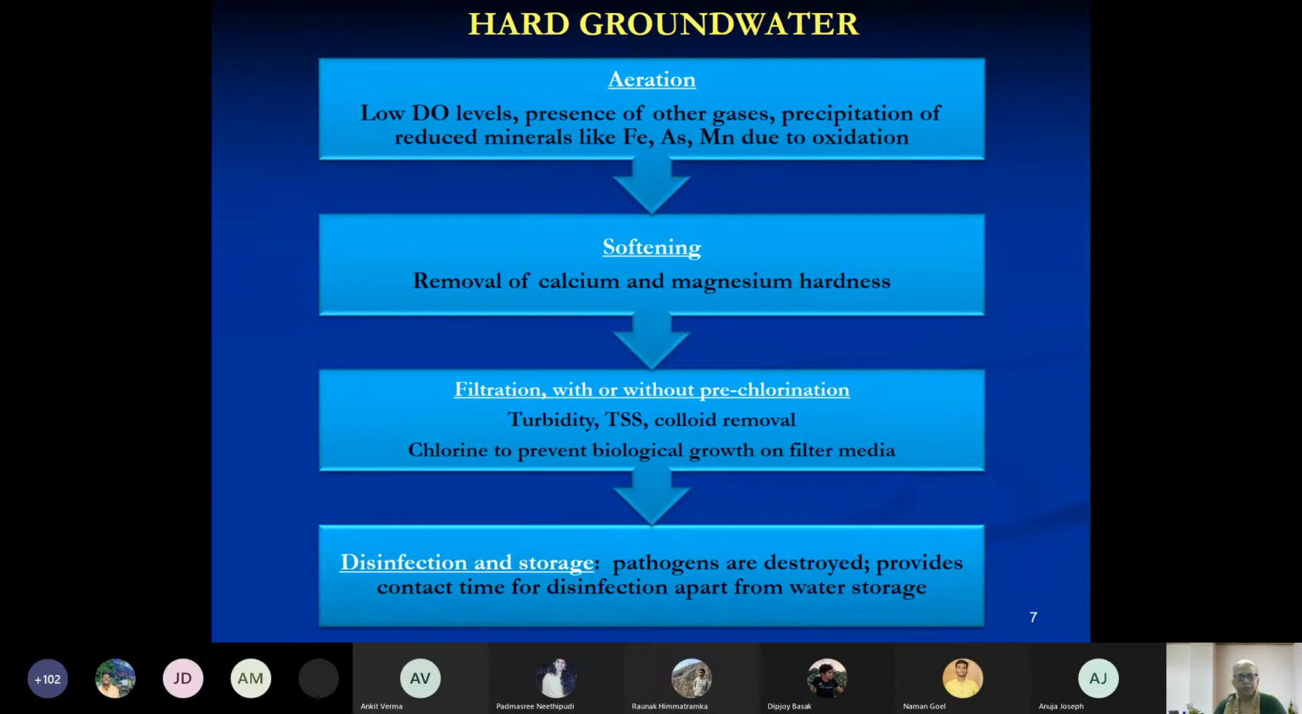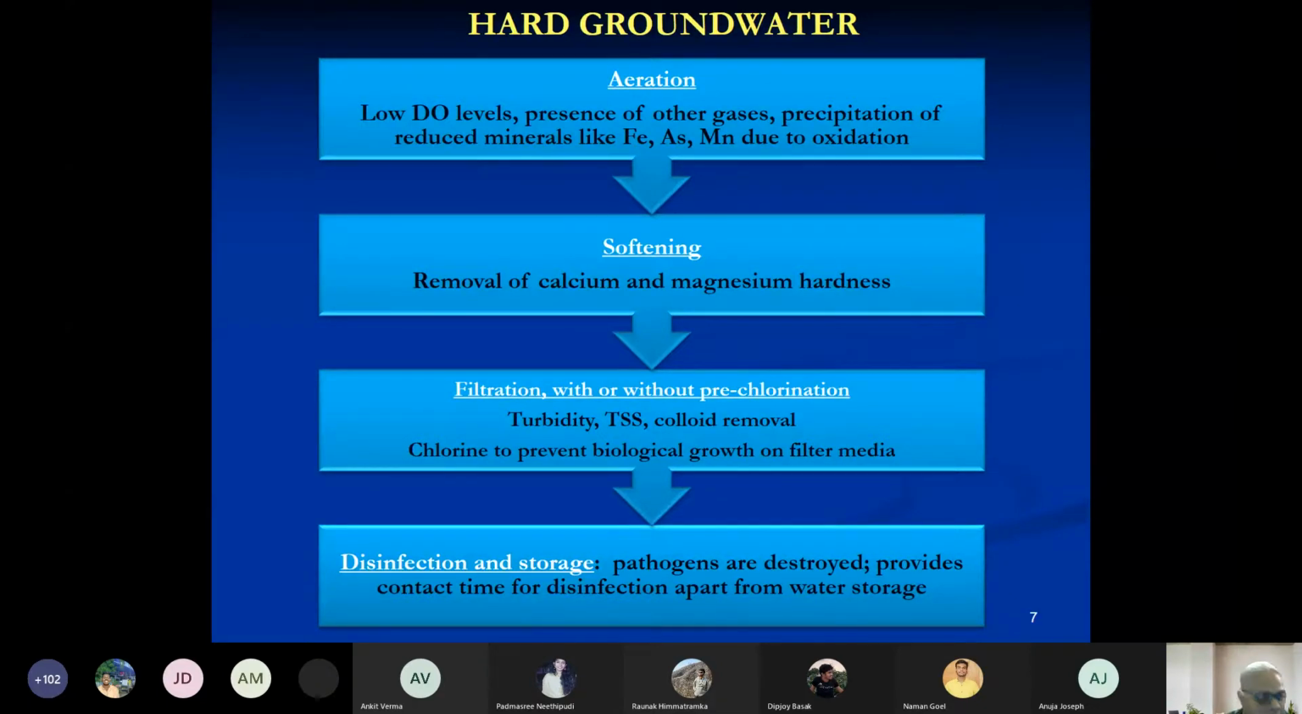Then we come to hard groundwater. So you might ask, what is hard groundwater? Hardness is associated with the presence of calcium and magnesium. So we define hardness as the concentration of calcium and magnesium, and we generally report it in milligrams per liter, but we will do some problems and you will have a better understanding of that.